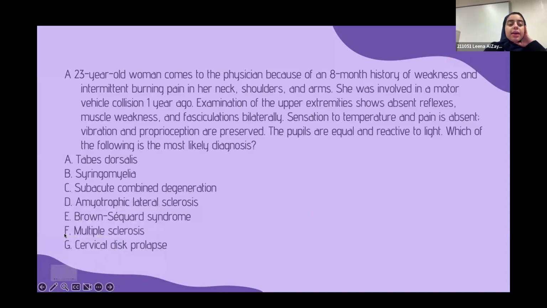Okay, let's go ahead and analyze this picture together. So she has burning pain. That's something important to know.